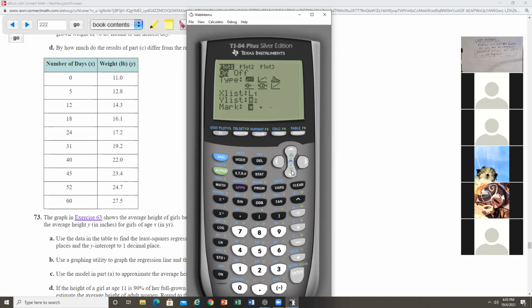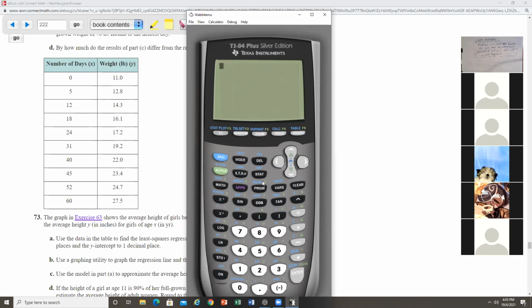It should, because in list 1, we typed the what? X data. In list 2, we typed in the Y coordinate data. Better say L1 and L2. If this is the case, get out of this mode now by hitting second mode to quit. You can hit your clear button.